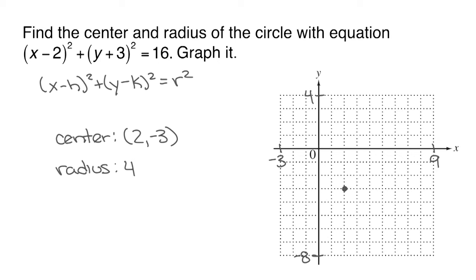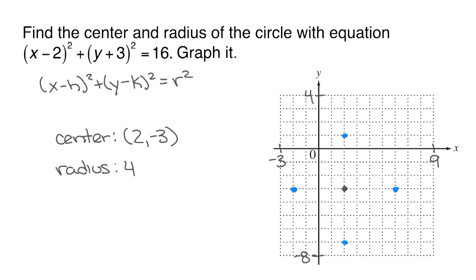Since the radius is 4, we move up 4 units from the center to the point (2, 1). We move 4 units right from the center to the point (6, −3). We move 4 units down from the center to the point (2, −7). And from the center, we move 4 units left to the point (−2, −3).